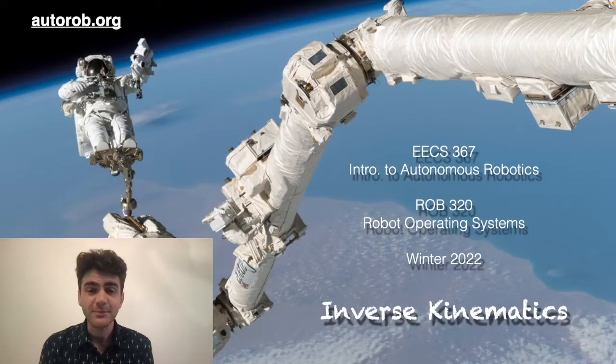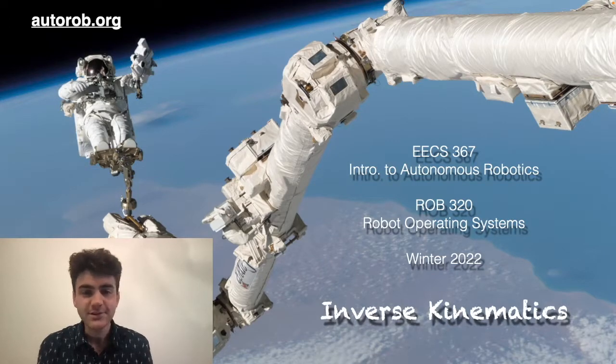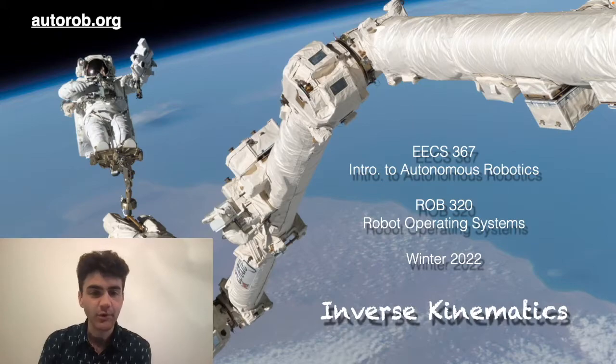Hello, and welcome back to EECS 367, Introduction to Autonomous Robotics, and Robotics 320, Robot Operating Systems at the University of Michigan. This is our 11th lecture of the winter 2022 semester, where the topic of today's lecture is going to be on inverse kinematics and the role that inverse kinematics plays within our robot operating system, so how we can configure our robots to solve some desired end effector position.